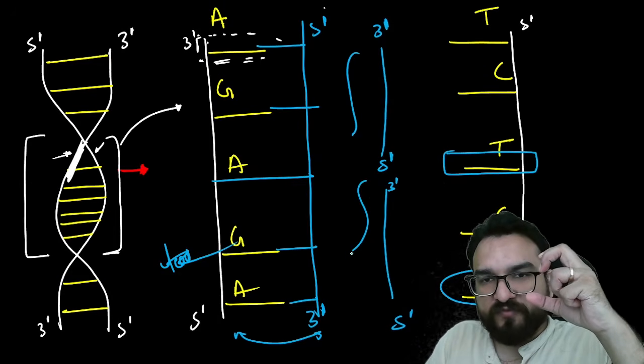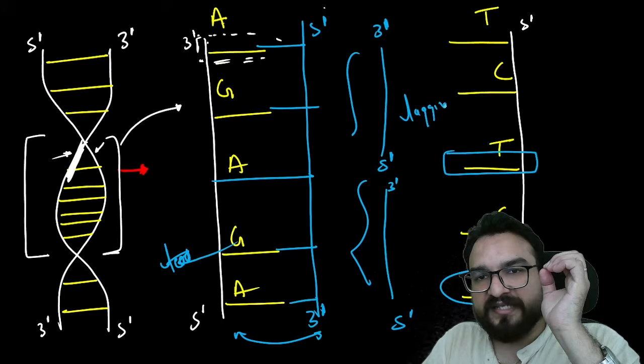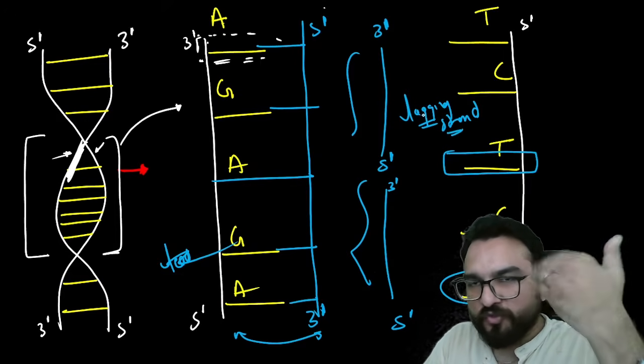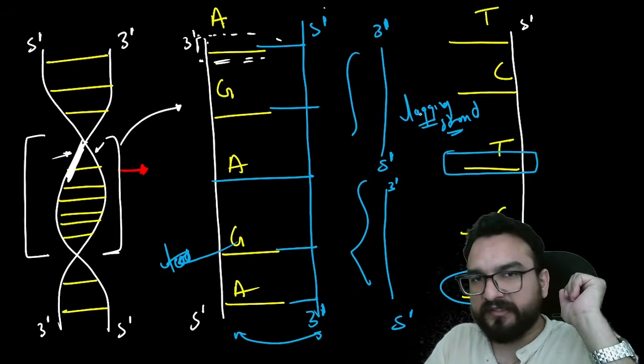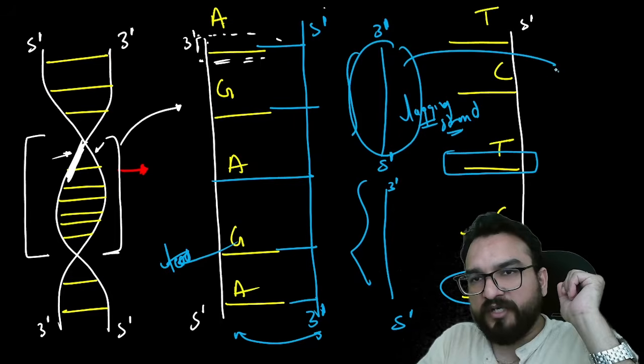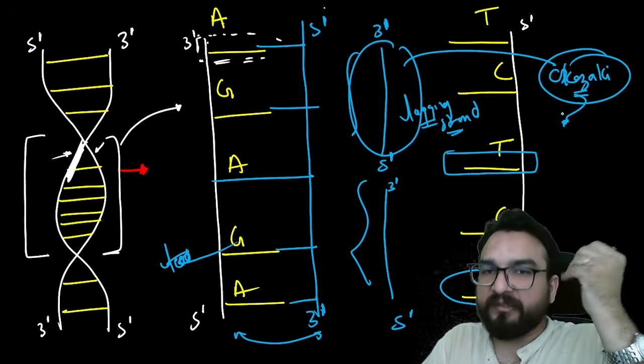So these small fragments like this will be joined in the lagging strand, and that's why it is known as a lagging strand. Right now just understand what I am saying. When I show the PPT, images, and the animation, you will understand. These fragments were found by Okazaki, and that's why these fragments are known as Okazaki fragments also.